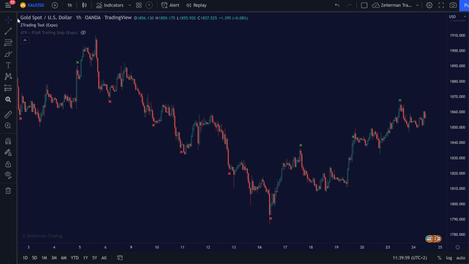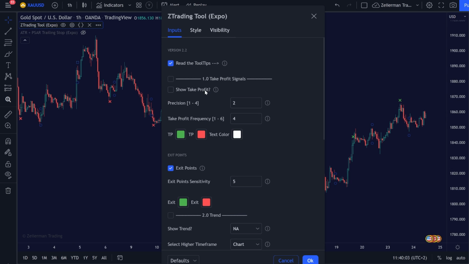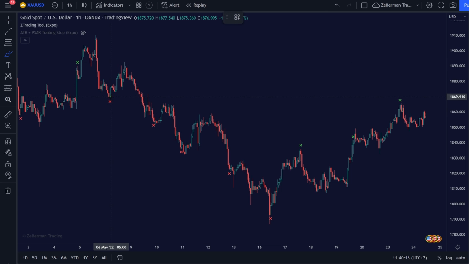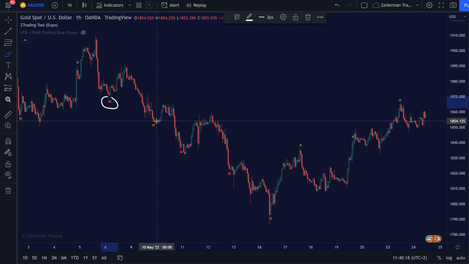Alright, I have loaded the trading tool on the chart. I have disabled the take profit and enabled the exit point with the sensitivity of 5. And that's it. So as we can see in this example, we get a lot of great exit points, right? So if you were short, you would have taken your profit at those exit points, right?